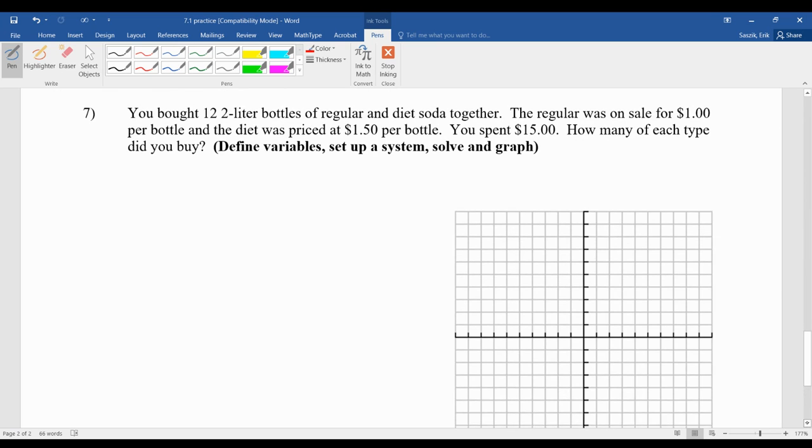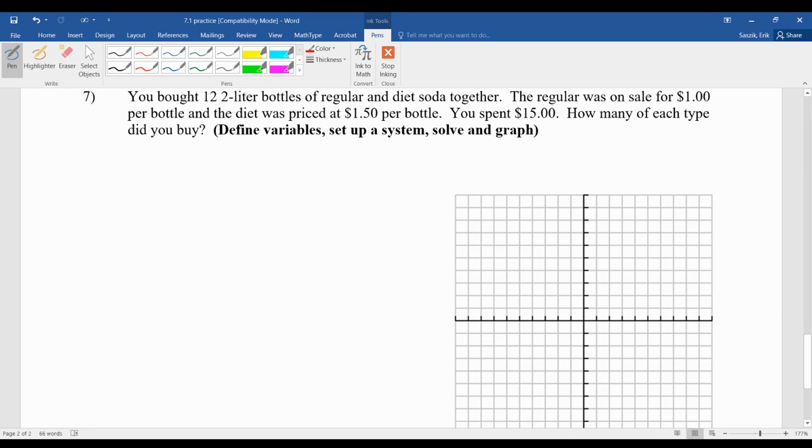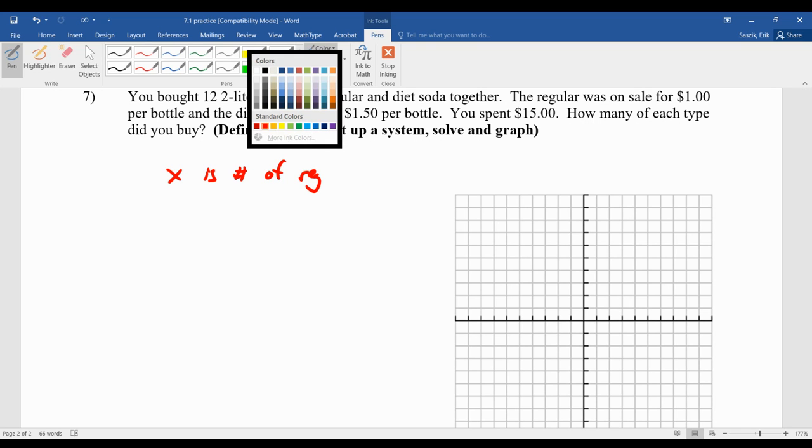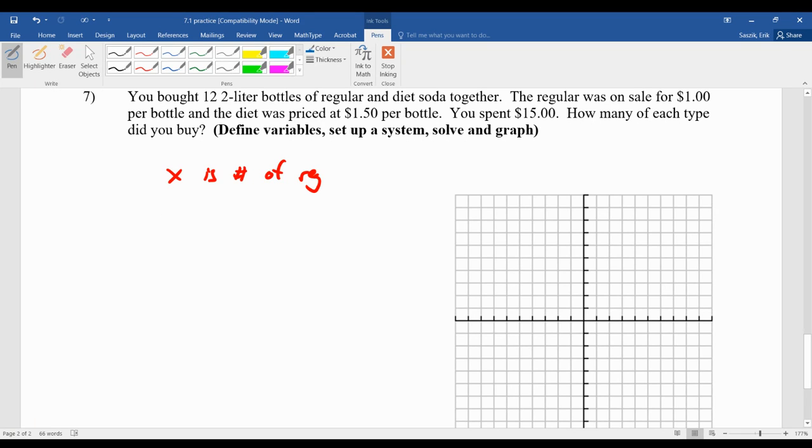Now, you can do this with word problems here as well, okay? These can be a little bit tricky sometimes. Here it was talking about soda. You should read through that. Realize that the two things you don't know is the number of bottles that you're buying of each. So X, I'm going to call that the number of regular, and Y is the number of diet.